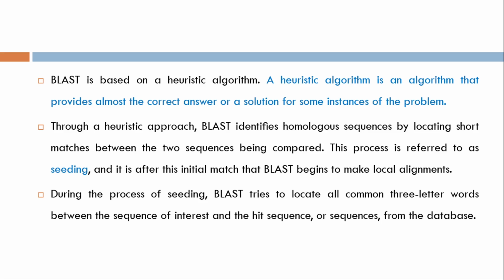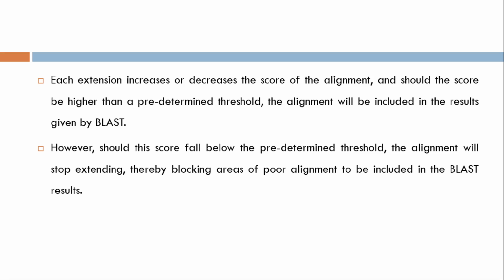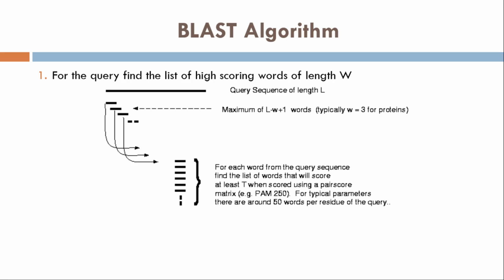So, through a heuristic approach, BLAST identifies homologous sequences by locating short matches between the two sequences being compared. This process is referred to as seeding, and it is after the initial match that BLAST begins to make a local alignment. During the process of seeding, I'm going to tell you in the algorithm what seeding is all about, right? So let's understand by the algorithm. You can pause the video and refer to the notes which I'm going to provide you, and you can understand directly from there.